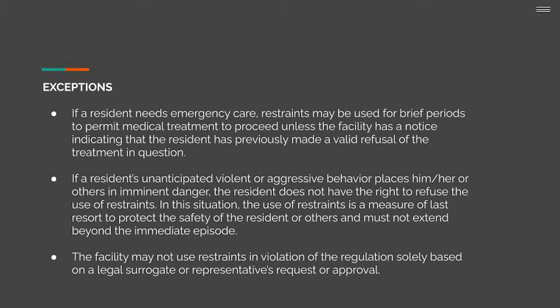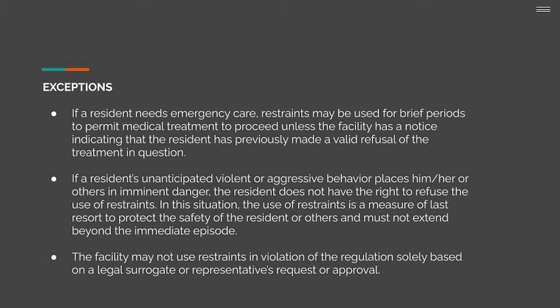If a resident needs emergency care, restraints may be used for brief periods to permit medical treatment to proceed, unless the facility has a notice indicating that the resident has previously made a valid refusal of the treatment in question. If a resident's unanticipated, violent, or aggressive behavior places him or her or others in imminent danger, the resident does not have the right to refuse the use of restraints. In this situation, the use of restraints is a measure of last resort to protect the safety of the resident or others and must not extend beyond the immediate episode.